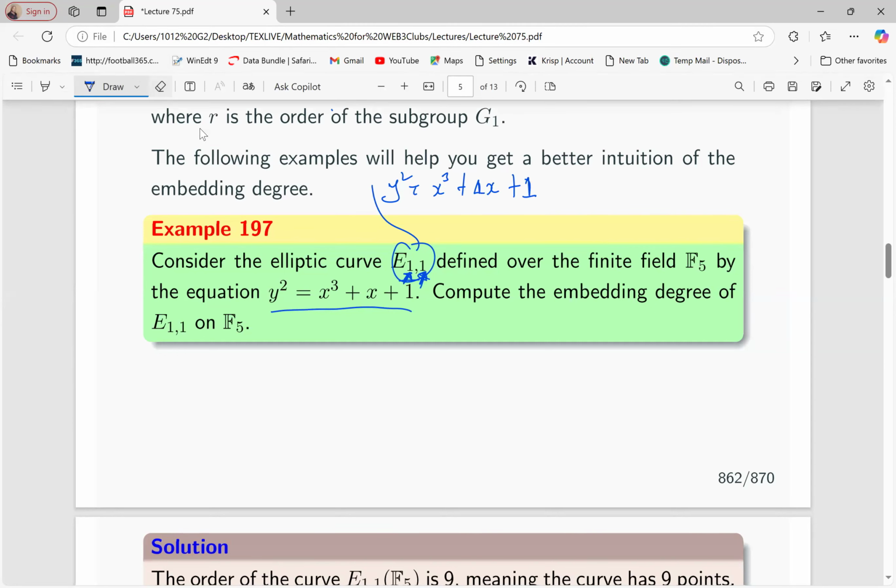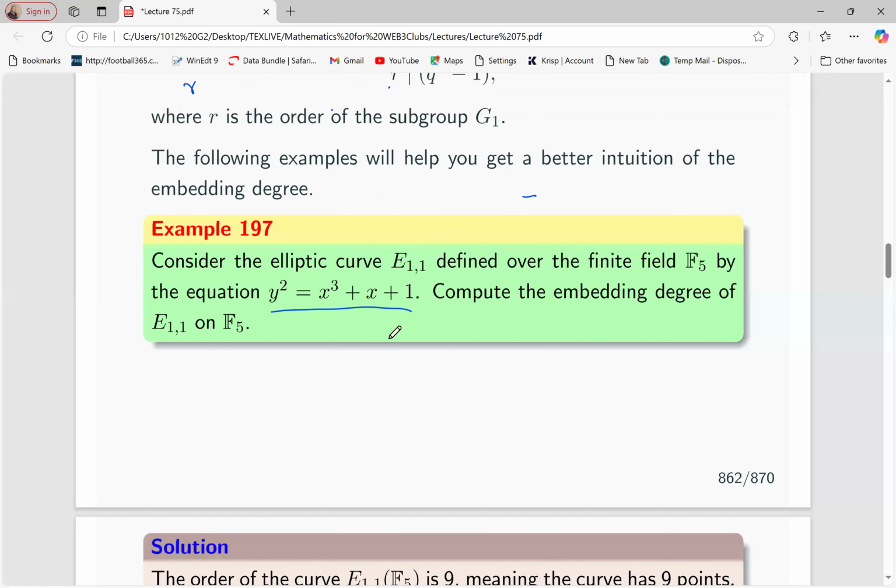Now, the question is, consider this elliptic curve defined on F5. What is the embedding degree? Find the embedding degree for this elliptic curve. Let me again remind you before we do it: embedding degree is the K that allows R to divide Q raised to K.